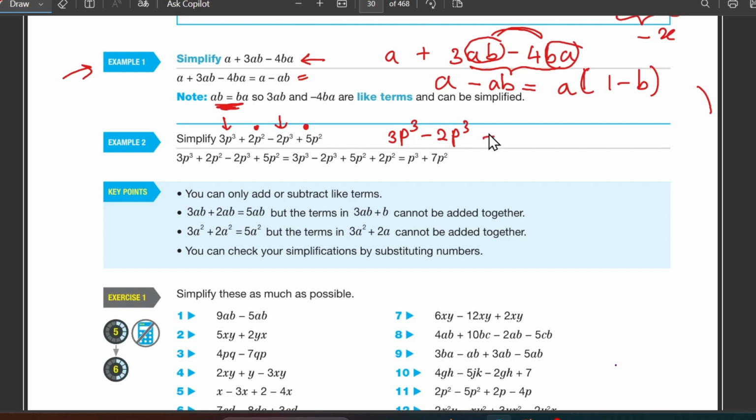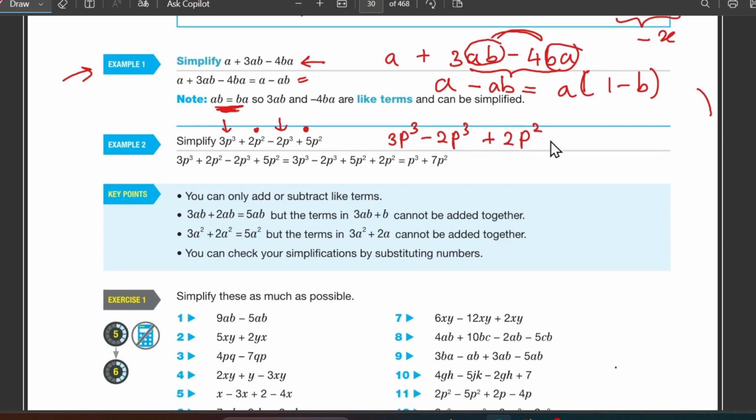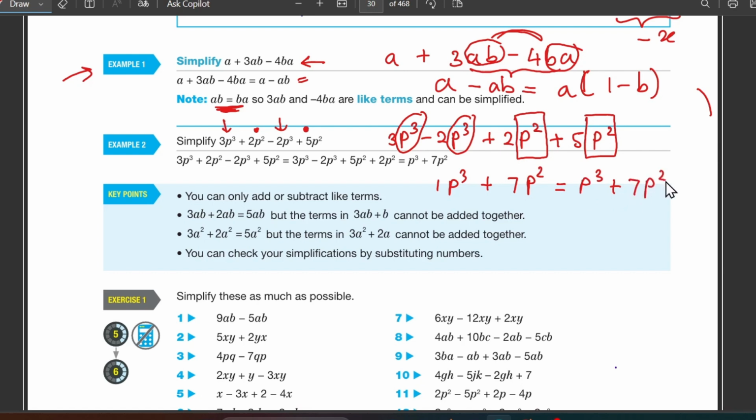And also other like terms, 2p squared plus 5p squared. So these are same, okay? PQ, that's same. And p squared also same. So 3 minus 2 is 1. So we have 1 p cube. And here 2 plus 5 is 7, 7 p squared. So we can lose this one. P cube or 1 p cube, same thing. P cube plus 7 p squared.